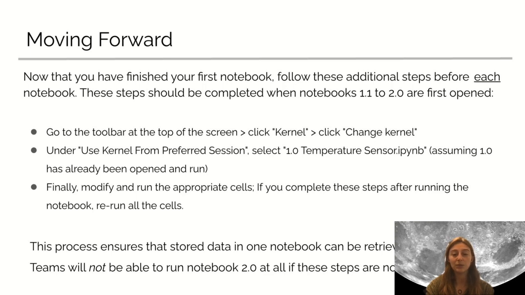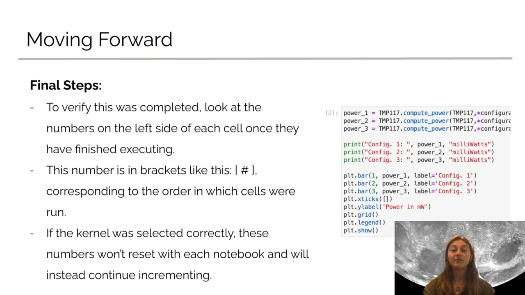Teams will not be able to run Notebook 2.0 at all if these steps are not followed. Final steps. To verify this is completed, look at the numbers on the left side of each cell once they have finished executing. This number in the brackets on the left-hand side corresponds to the order in which the cells were run. If the kernel was selected correctly, these numbers won't reset with each notebook and will continue incrementing. So if the last notebook ended on 5, then the next notebook will begin on 6.